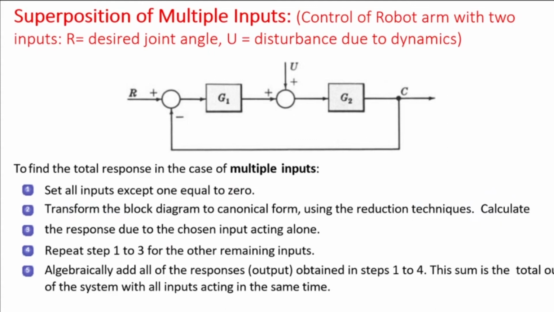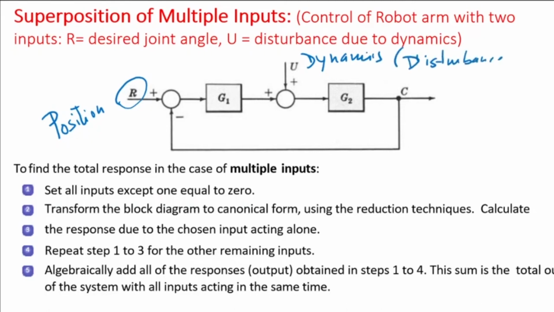The control system would look something like this, where this is your desired position, the position you want to take it to, and this is my position, and this is the dynamics, also called disturbance. Now you can see that this is a two input system. There is a position command which is my desired position coming from here, and there is a disturbance which is coming from that side. So it's a two input system.